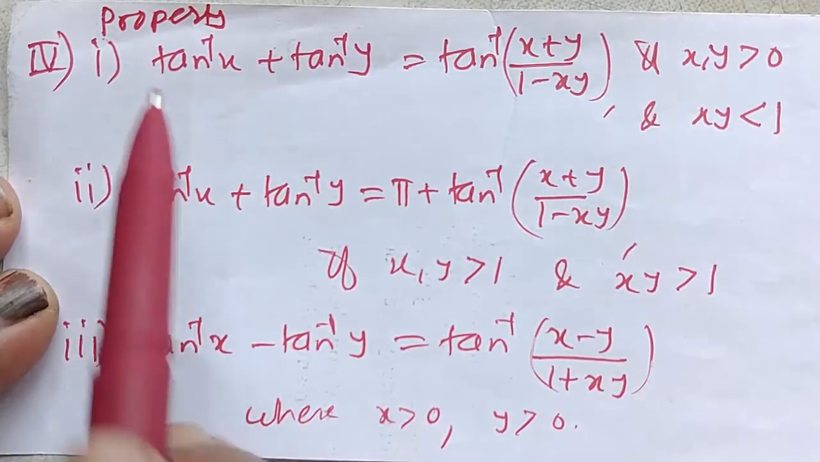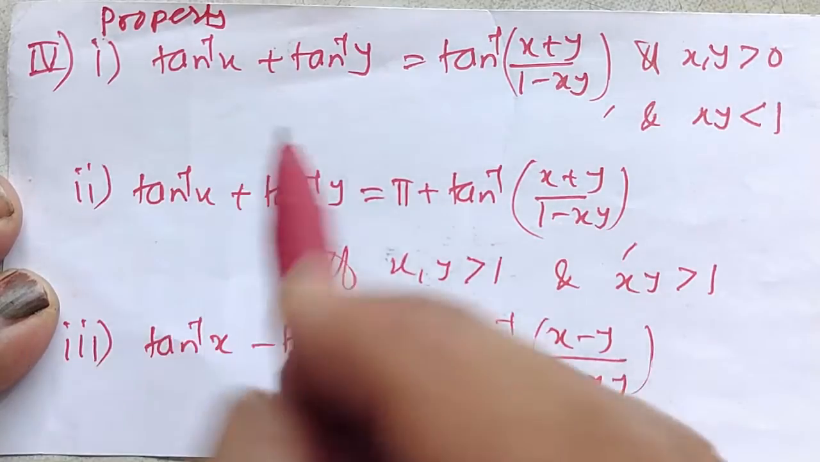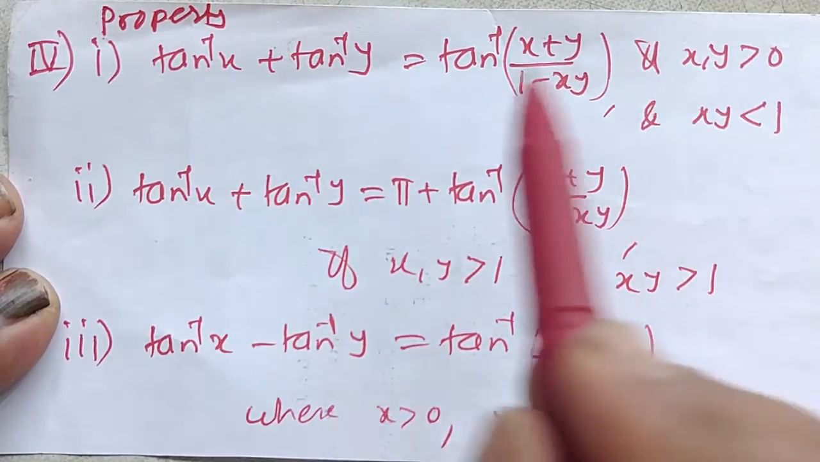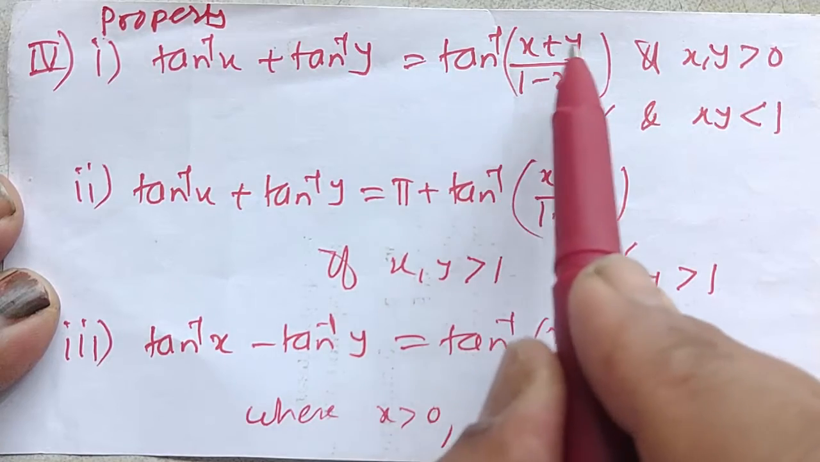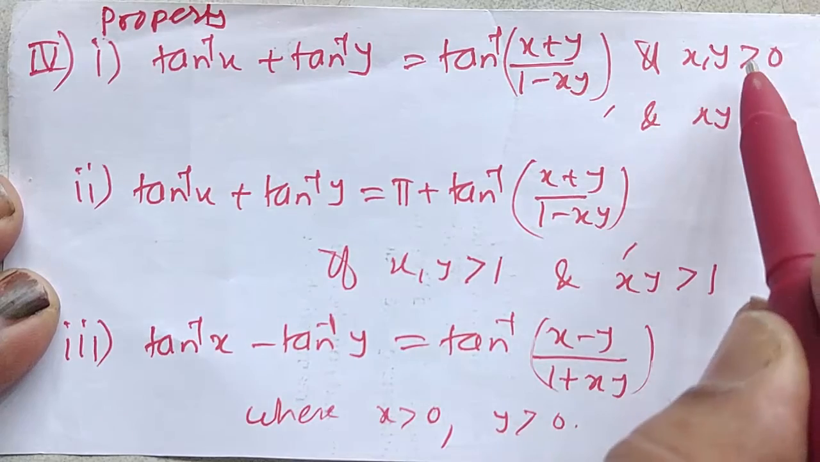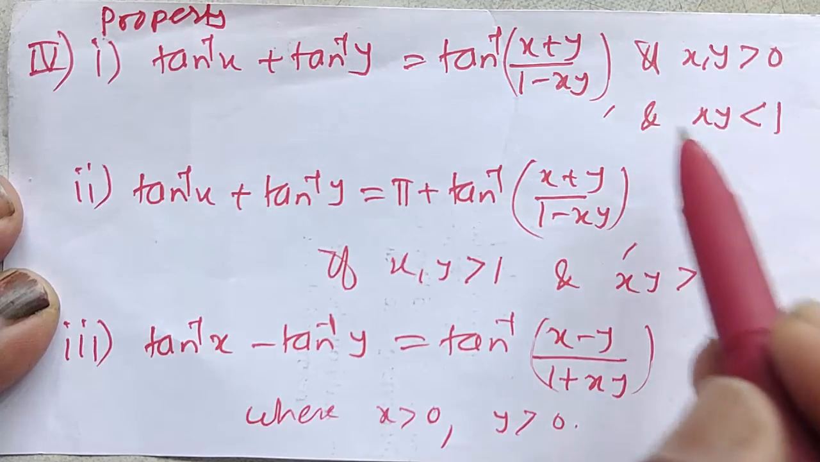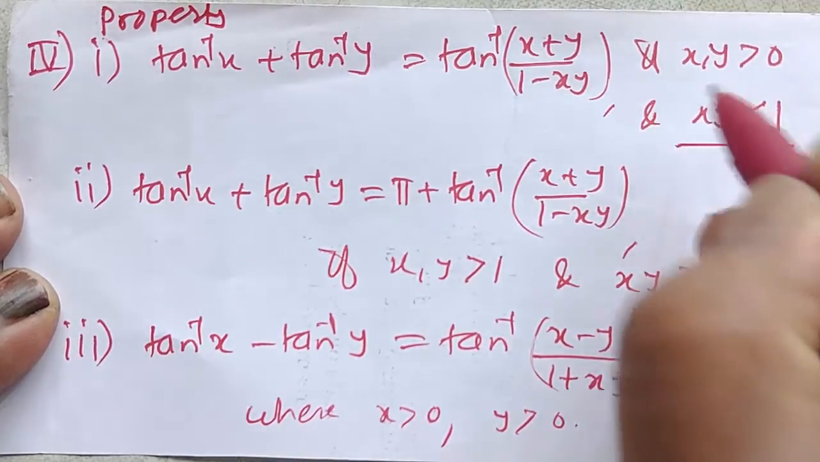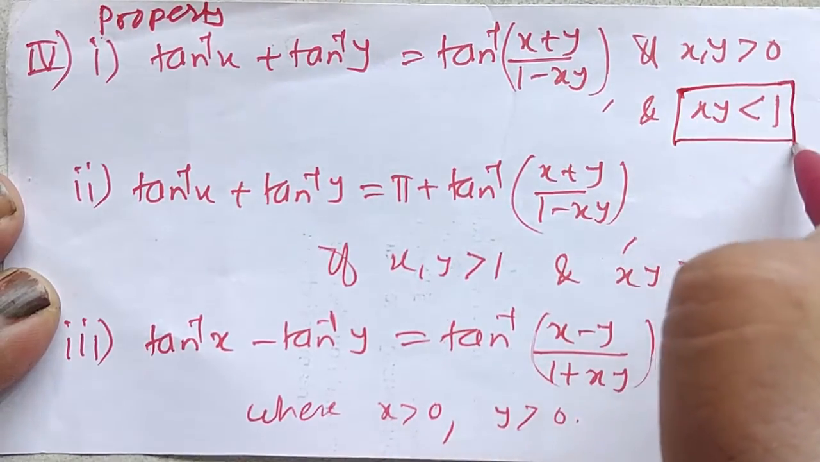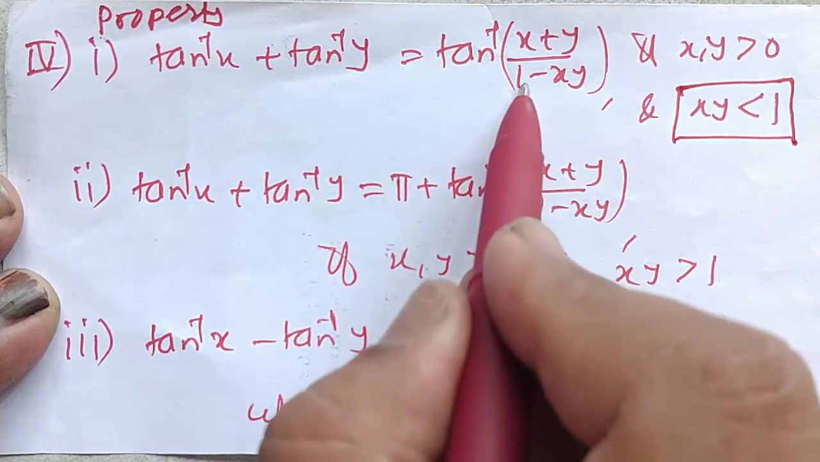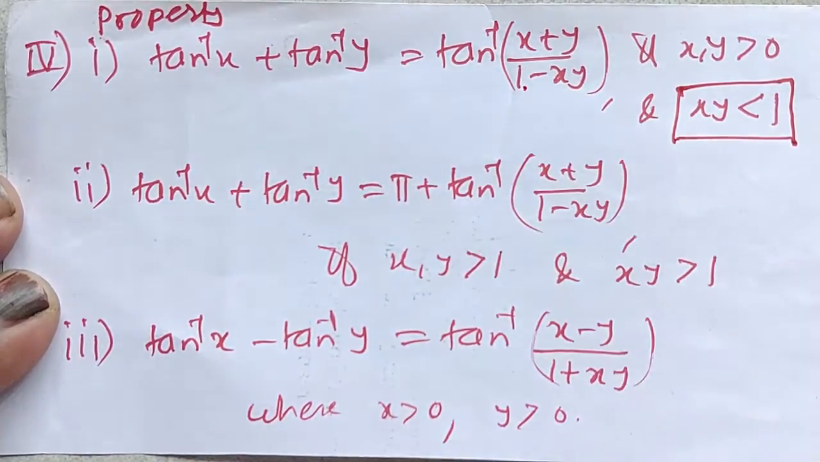Property number 4. It is called addition formulae. Number 1, tan inverse x plus tan inverse y is equal to tan inverse of x plus y upon 1 minus x into y, if x and y are positive and x into y is less than 1. This is important. If it is less than 1, then we apply this formula, tan inverse of x plus y upon 1 minus x into y.